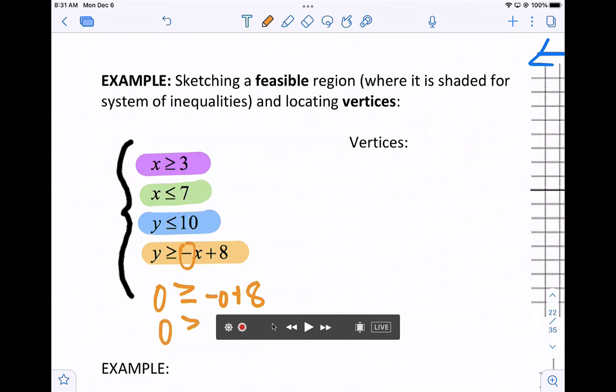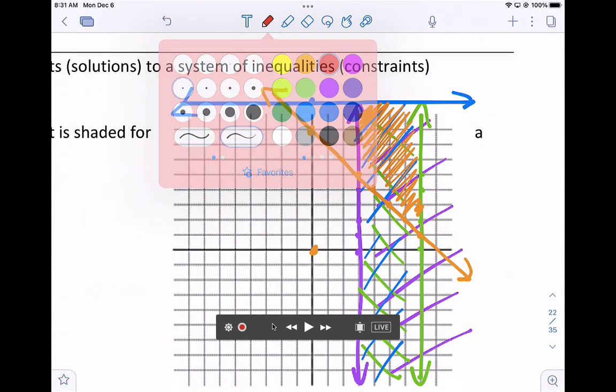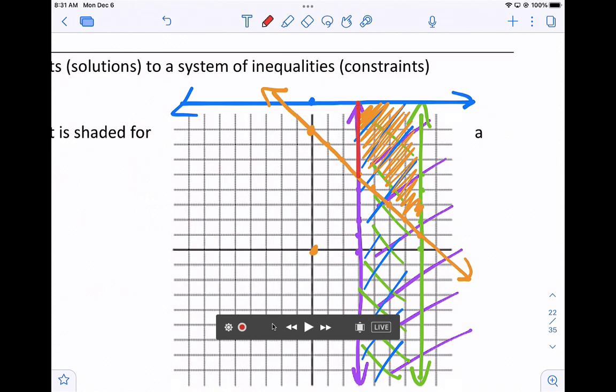Is 0 greater than or equal to 8? That's false. So we don't shade this side of the line, we shade the other side of the line. And we'll shade where it's already shaded. So we're looking at this region right here. So I'll kind of darken that in.